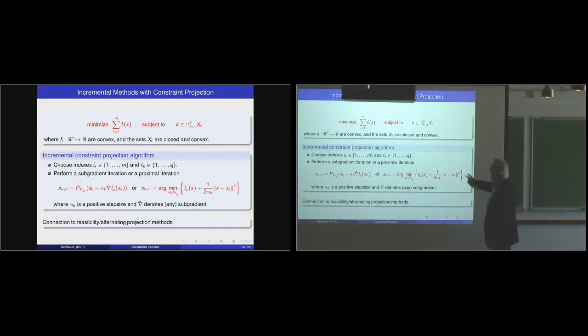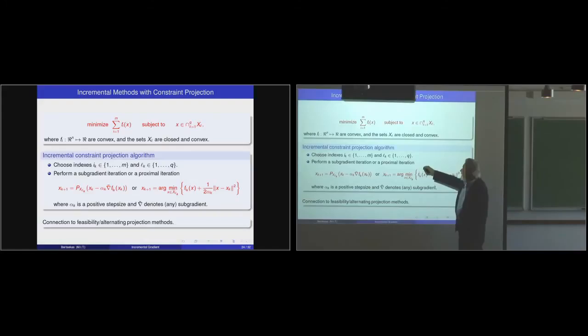Now, this type of method is relatively recent. I think the first time I saw a method like this was in a paper by Angelia Nedich from 2011. However, special cases of this algorithm go way back into the 60s. And the special case that has been looked at a lot is the alternating projection method for finding a point in the intersection of convex sets, a large number of convex sets.